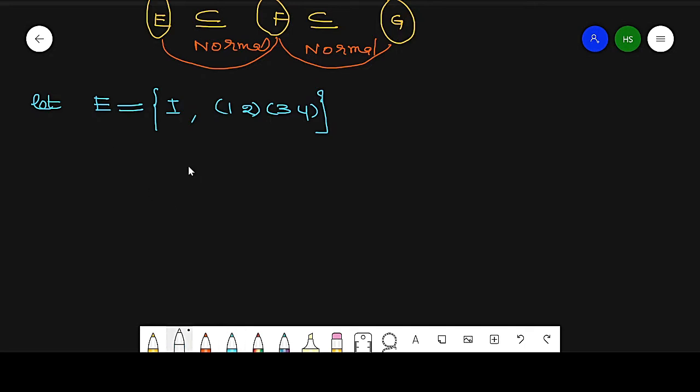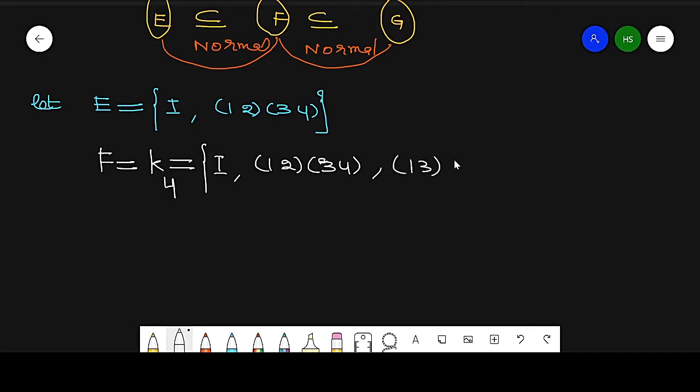This is my E element. Then I take F elements. So what is F element? It is the Klein four-group, K4, whose order is 4. This is identity, (1 2)(3 4), then (1 3)(2 4), then (1 4)(2 3). So this is K4.